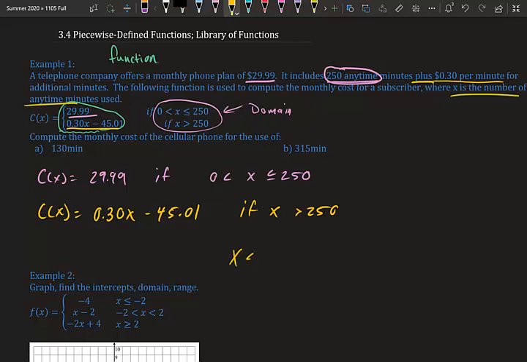45.01 is the cost when x is 250. So that's why. Remember, that's the start, or the y-intercept, or how much it costs for your anytime minutes. You're not going to have to go that far. You're just going to have to get the $29.99, 0 to 250, something like that. You'll see it on the review. It's not going to be a surprise.